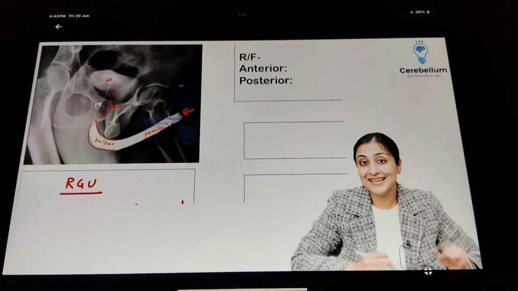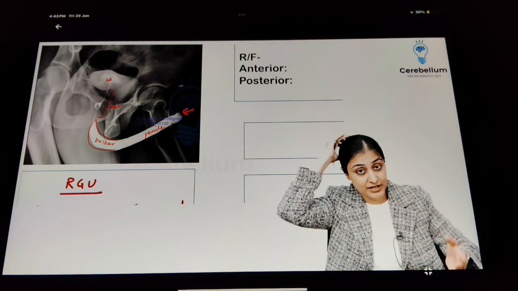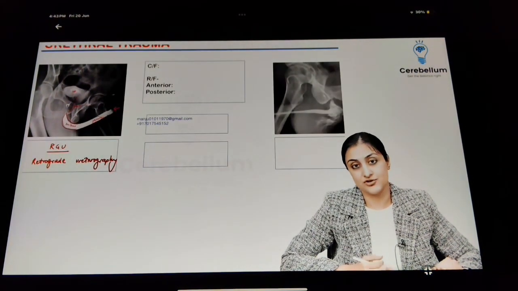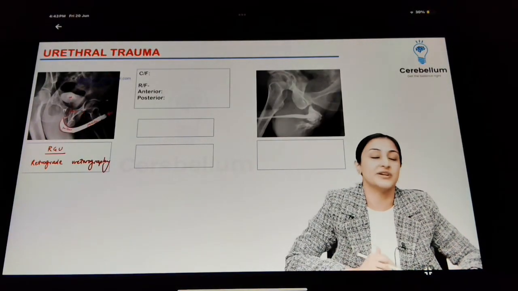So on an RGU, my main aim is to see, is there a continuous stream of contrast or not? If there is a continuous stream of urethral opacification or contrast, it means that there is a normal RGU. So this is how a normal retrograde urethrogram will appear. With this in mind, now let's jump to the approach to a patient with suspected urethral trauma.